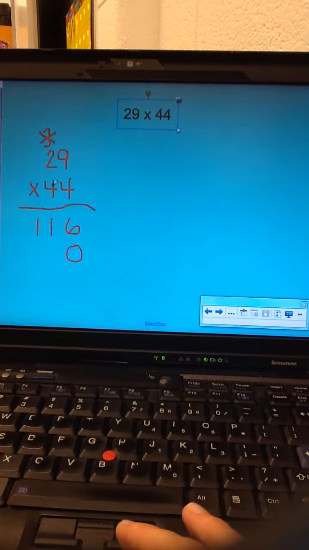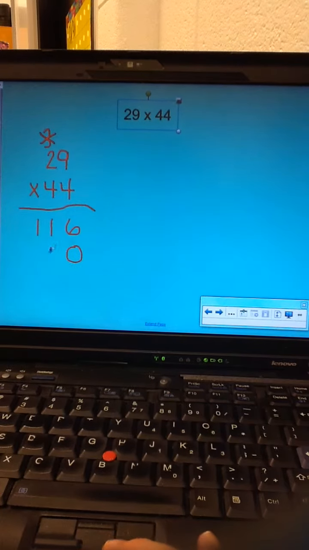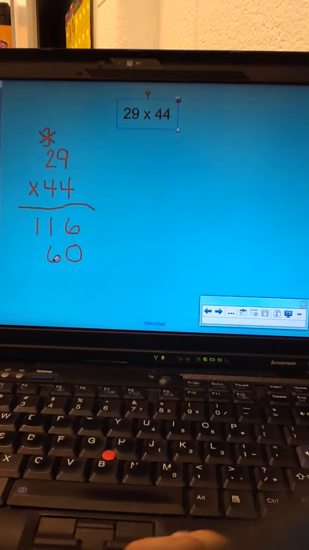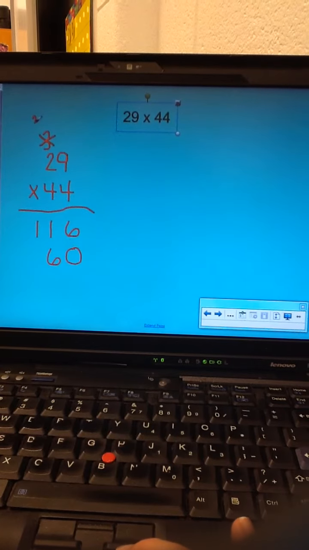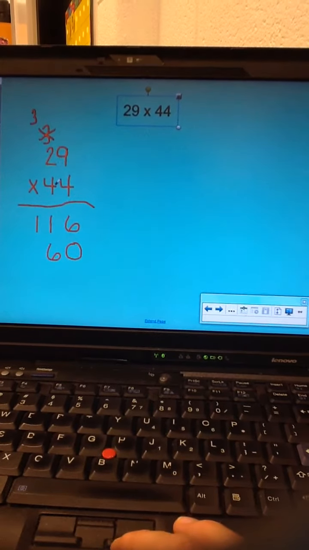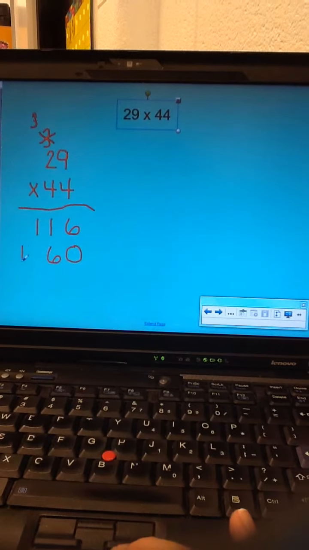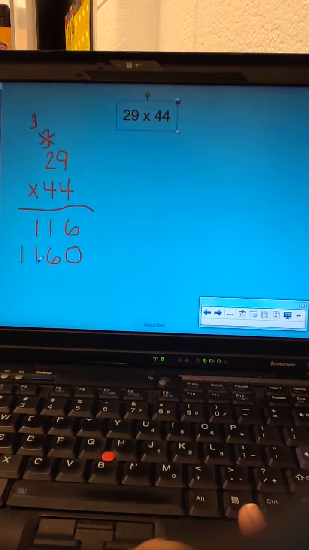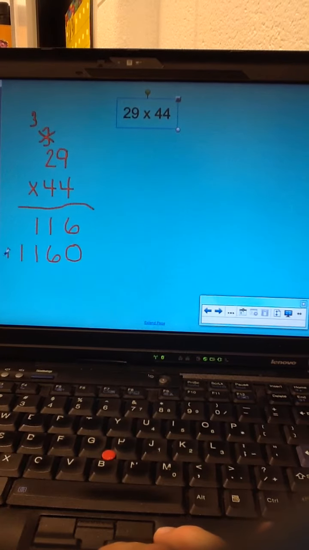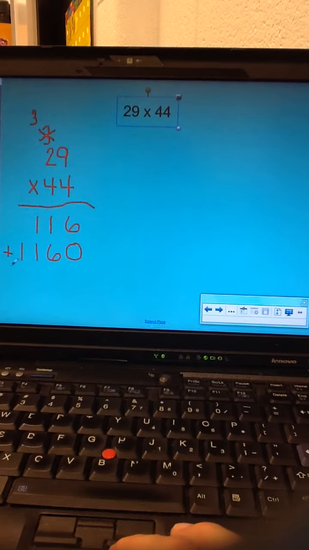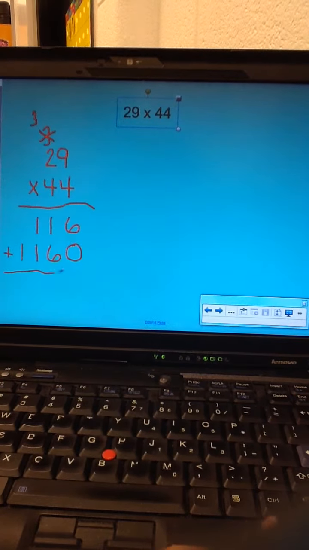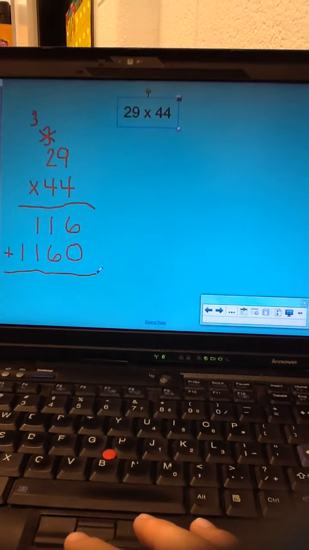Hopefully you and your group said again that 4 times 9 was 36. Carry your 3. 4 times 2 is 8, plus 3 is 11. And then I add them together. Pause the video and add and talk amongst your group and see if you came up with the same answer.